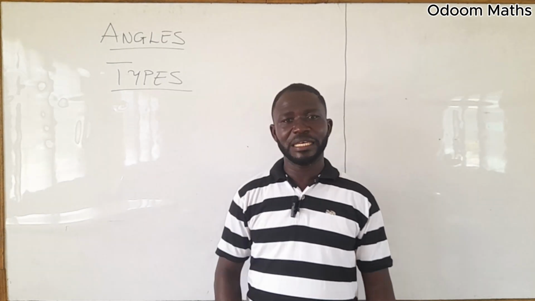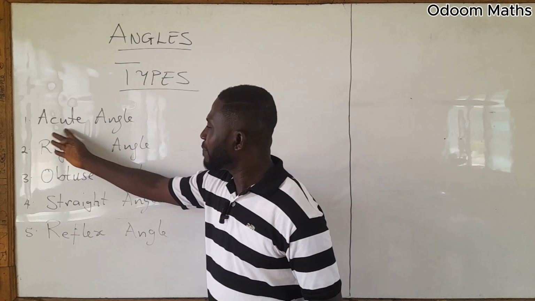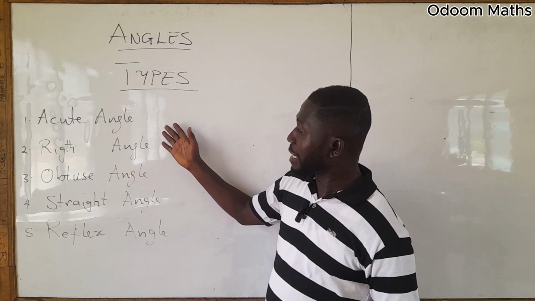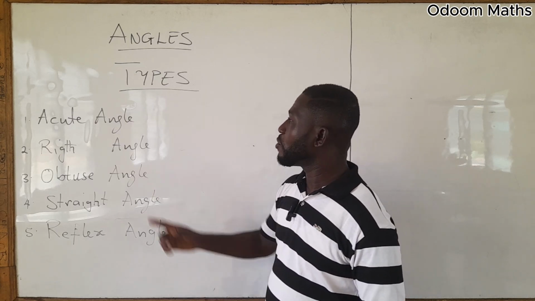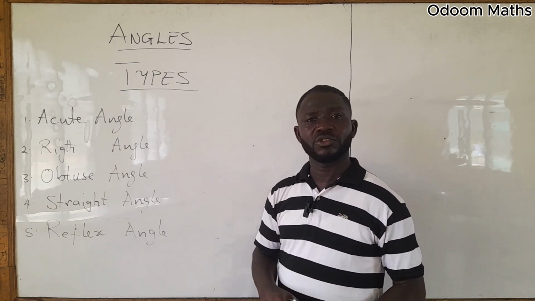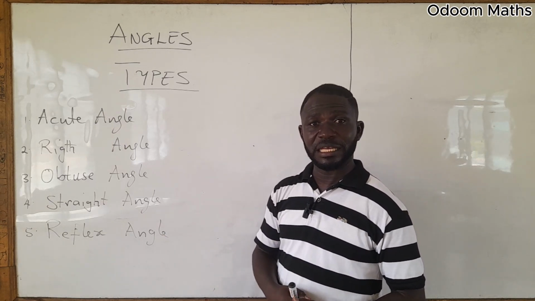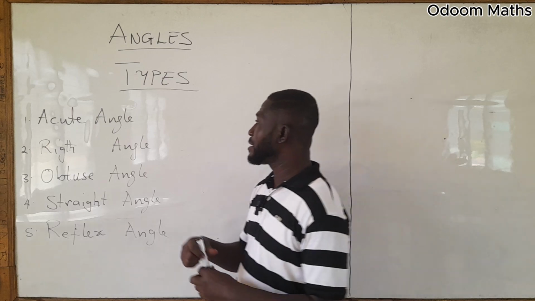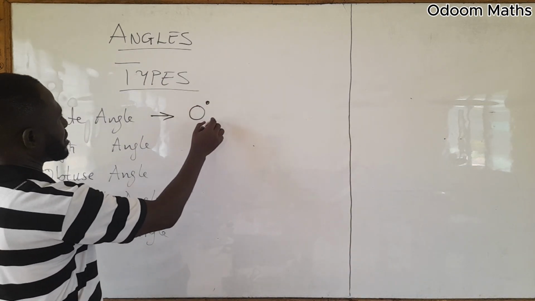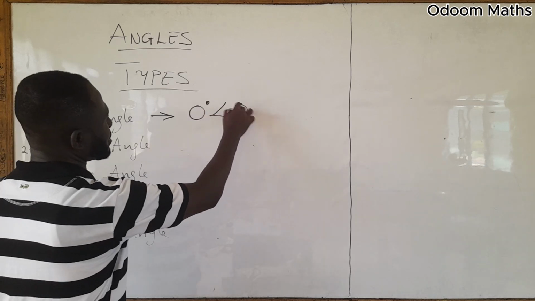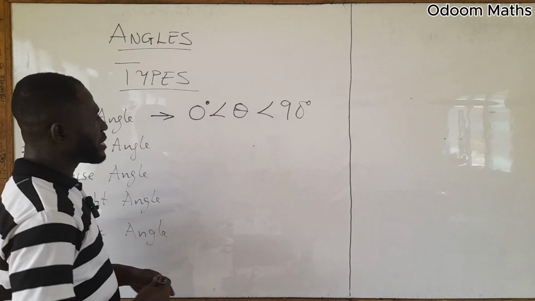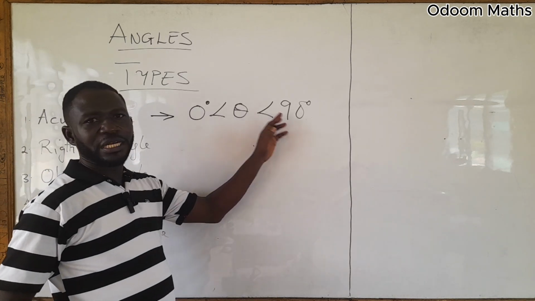So let's look at the inscriptions on the board. We have the types. These are the 5 main types. There can be more, but we are now considering these 5. If the angle is theta, then an acute angle means theta is between 0 degrees and 90 degrees.